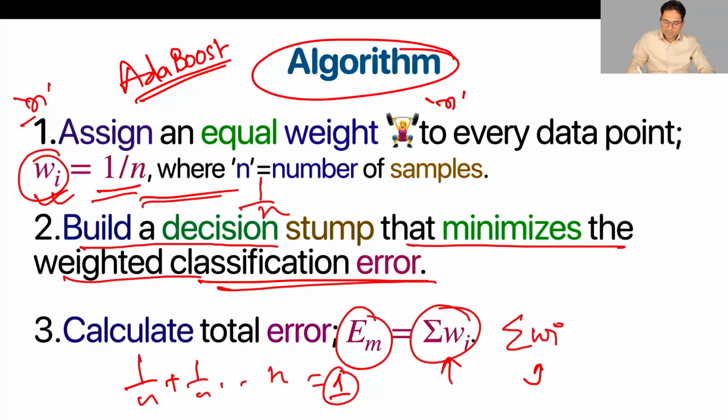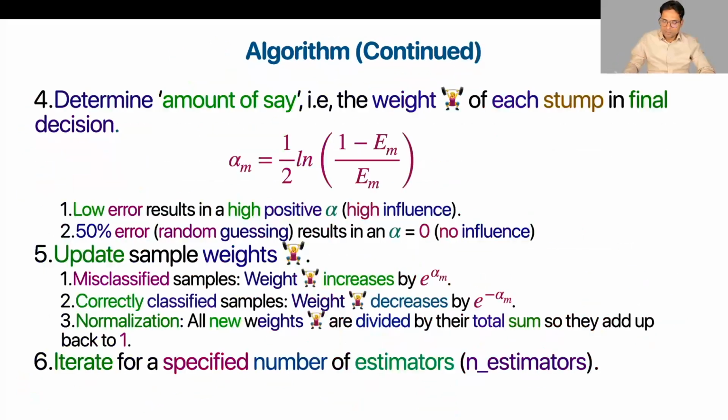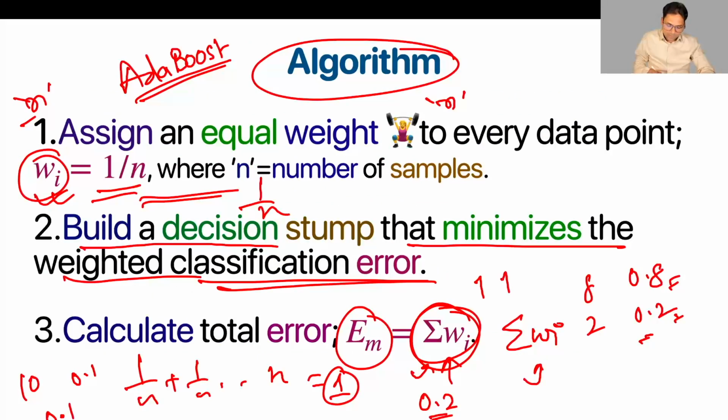And whichever classification it has got right, that will be 1 by n. So say for example there are 10 data points, so each one will have 0.1. Say it got 8 right and 2 wrong, so it has got 0.8 right and 0.2 wrong. The total error, the summation of weights of those it got wrong, is 0.2 only, very less. And how we get the weights, we'll see next also. Now you calculate the error rate till step 3.